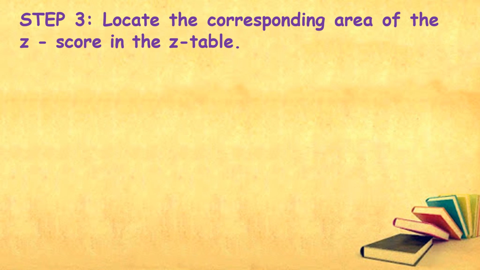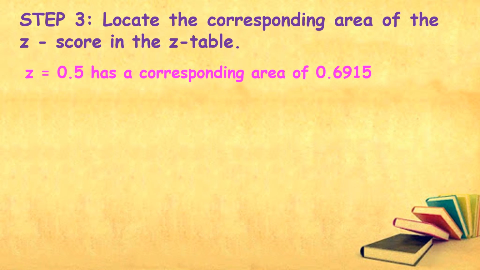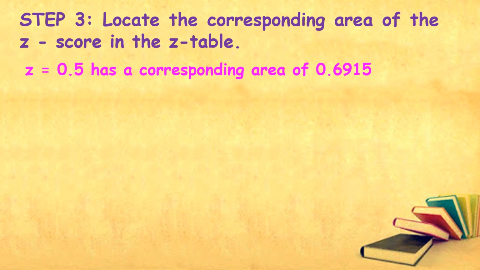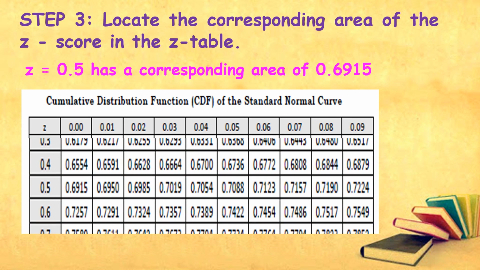Step 3, locate the corresponding area of the z-score in the z-table. Z equal to 0.5 has a corresponding area of 0.6915. Tignan natin kung tama. Locate natin yung 0.5. Dahil wala naman siyang third digit, eto na siya, 0.5. And then, 0 na yung kasunod niya. Dito natin hahanapin yung 0.00. So, ang kanilang intersection ay 0.6915.